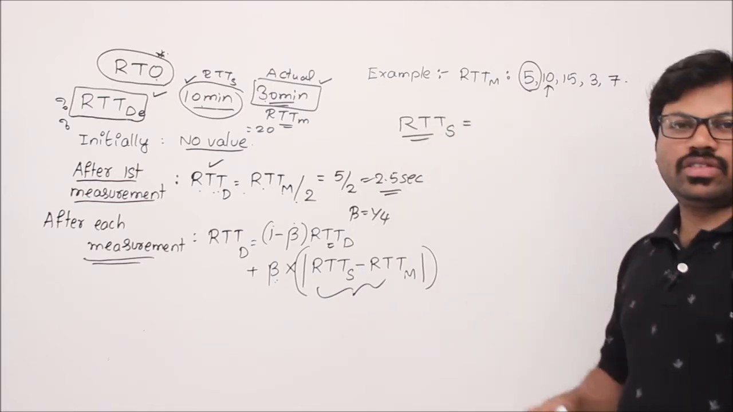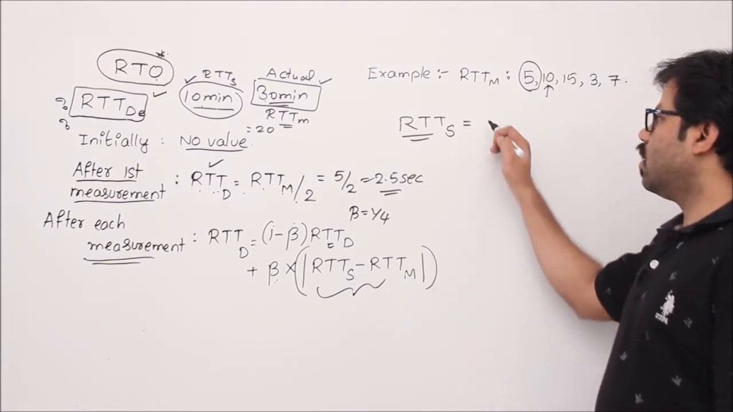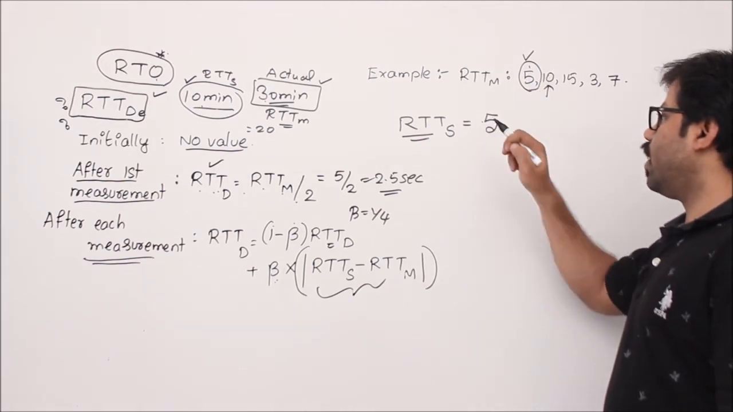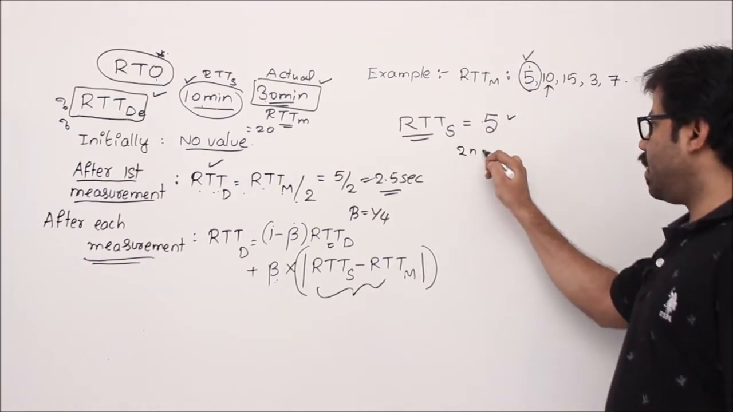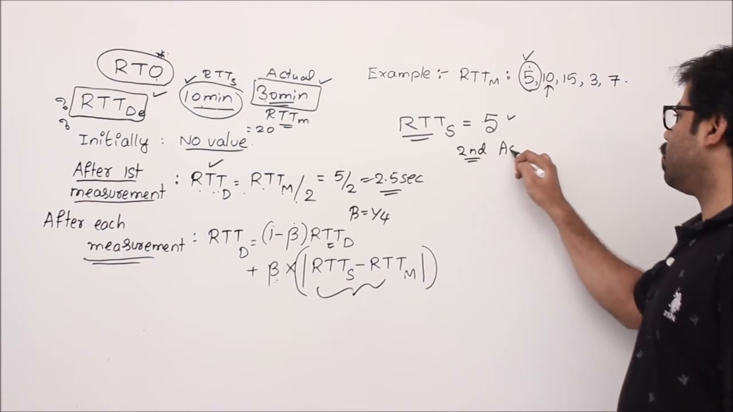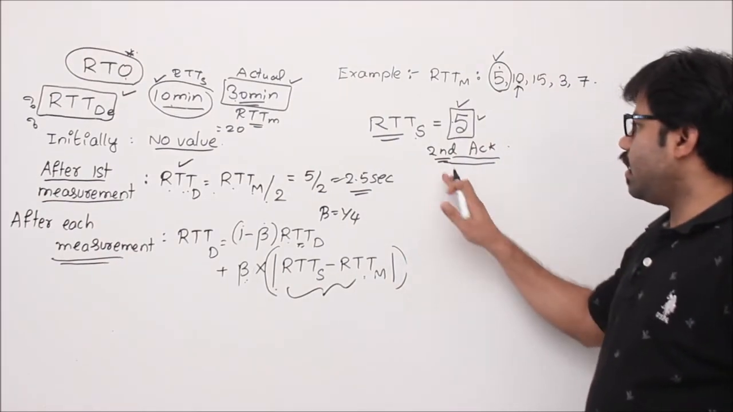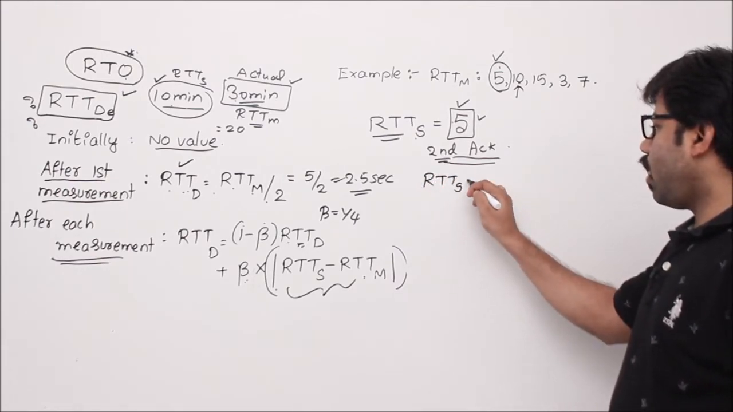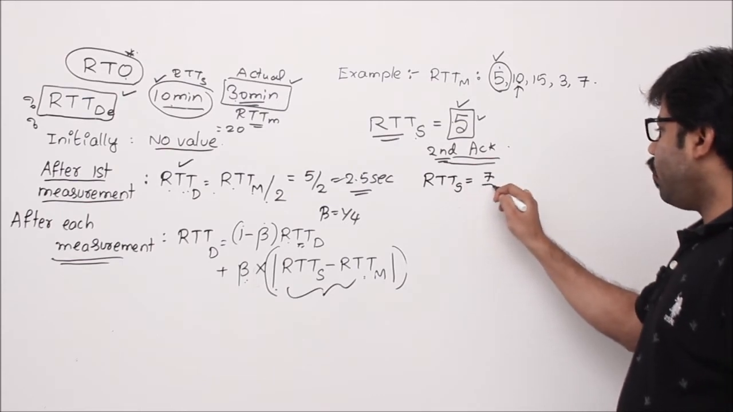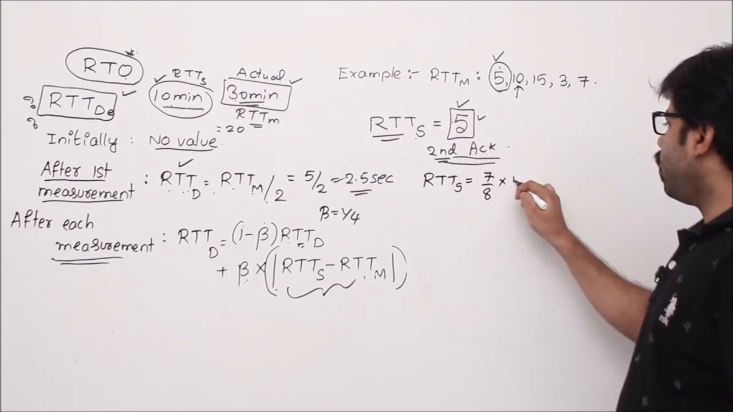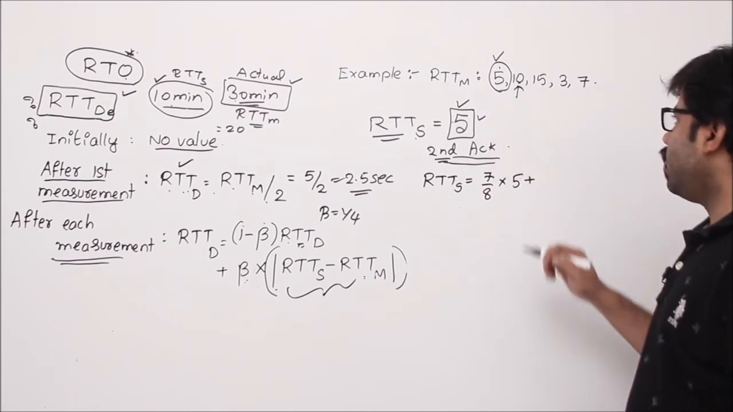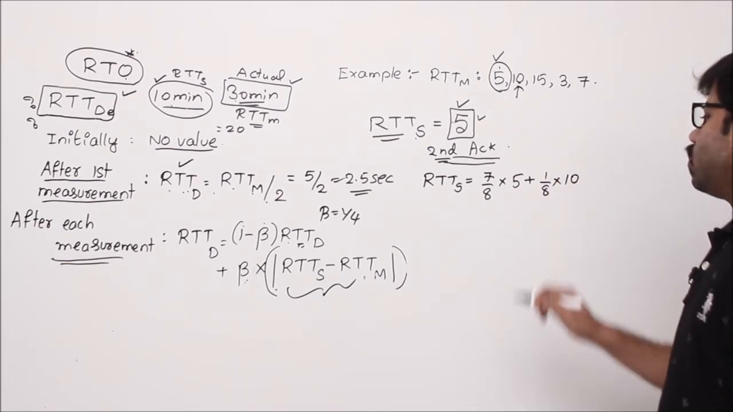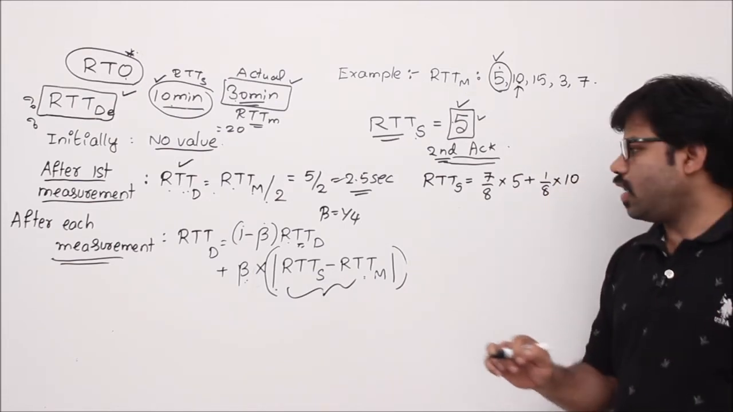What is the RTT smooth value? Initial RTT smooth we don't know, but after the first measurement your RTT smooth is 5, correct? Now we are at the second measurement, after the second ACK. What is the formula after second ACK? First we have to compute RTT smooth. The formula for RTT smooth is 7 by 8 of old RTTS, that is 5, plus, after getting this acknowledgement, the RTT measurement is 10, right? That means 1 by 8 of 10 weightage. So first we compute RTT smooth, then after that RTT deviation.